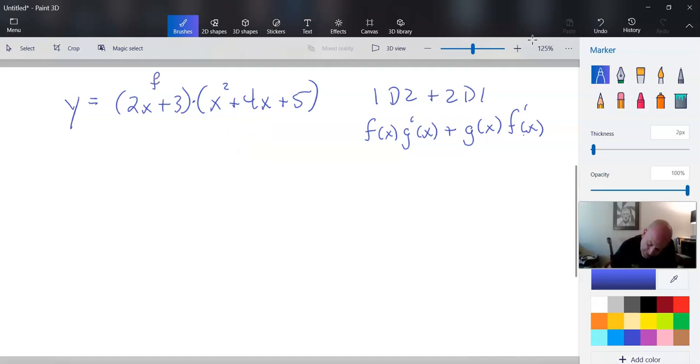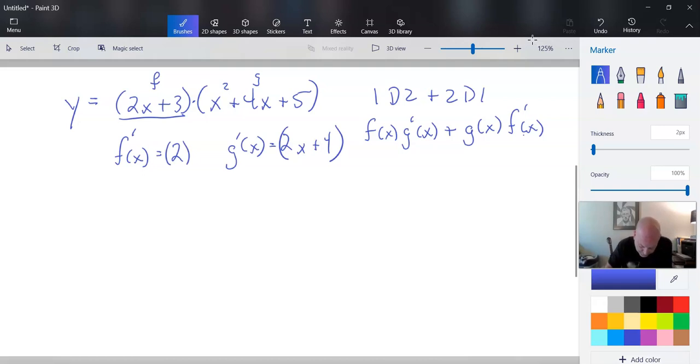So this is f, this is g. Just looking at this, f prime of x is going to be, well, let's just take the derivative of this first factor. The derivative of 2x is 2. The derivative of 3 is 0, so I'm done there. Now looking at g of x, we want g prime. So the first term is going to be 2x, the second term is 4, and the derivative of 5 is 0. Okay, so now we have these two pieces. We're just going to put them together.